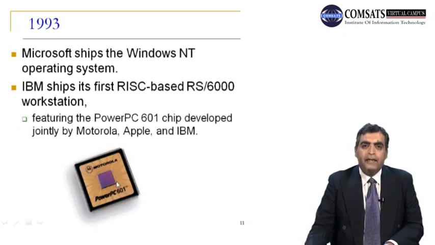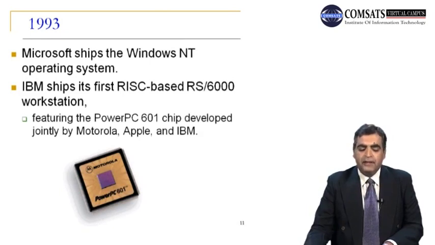In 1993, Microsoft ships the Windows NT operating system for networks. Previously, in the network market, most of the servers were using Unix or the Sun Solaris operating system. In the same year, IBM ships its first RISC-based RS6000 workstations. This RS6000 workstation features the PowerPC 601 chip, developed jointly by Motorola, Apple, and IBM. This is the figure of the Motorola PowerPC 601 microchip, and you can see how small it is.